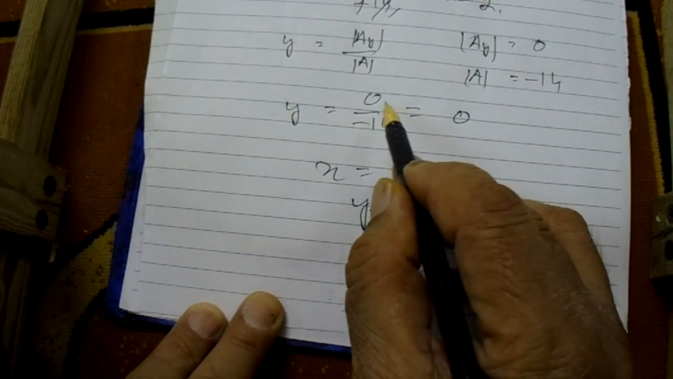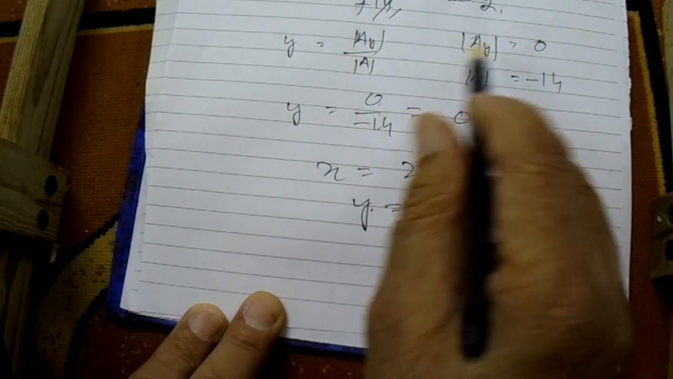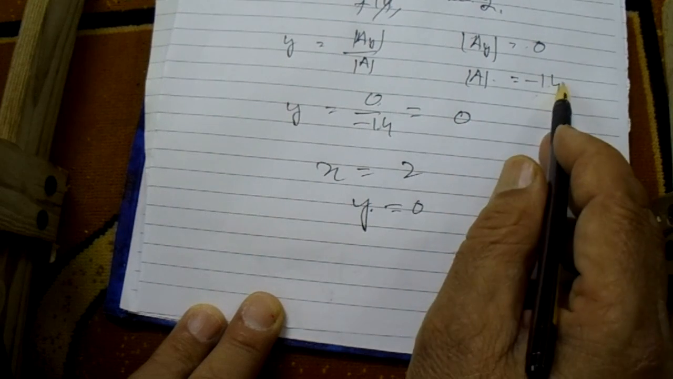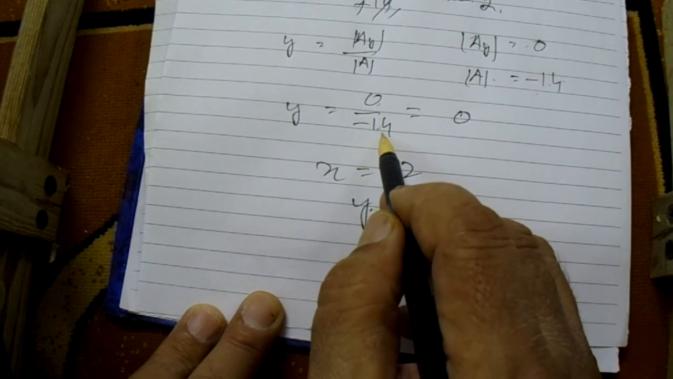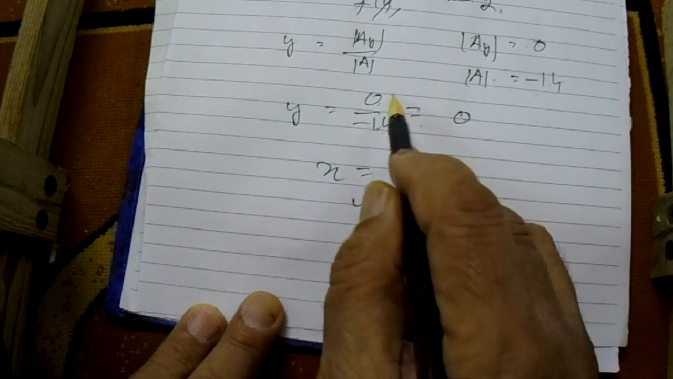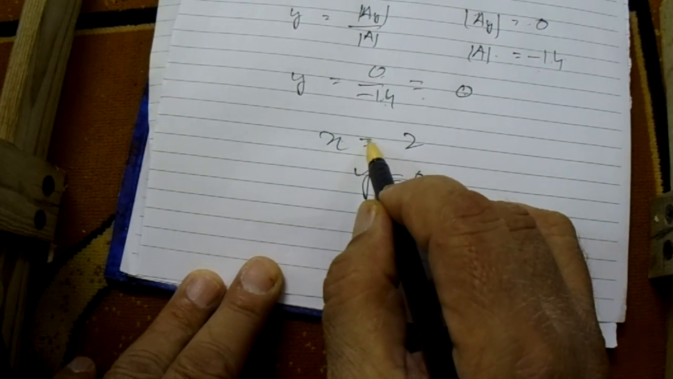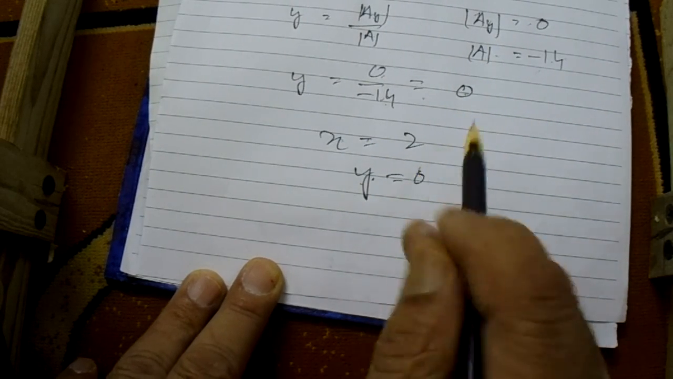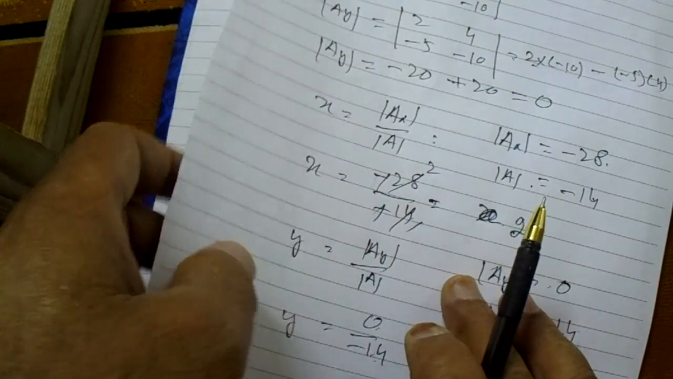Here again 0 over minus 14. This is AY is equal to 0, determinant A is equal to minus 14. We put these values, AY 0 and determinant A minus 14, and it is equal to 0. 0 over any number is 0. Now we have found X is equal to 2 and Y is equal to 0. Now this is the solution of the seventh part of this question.